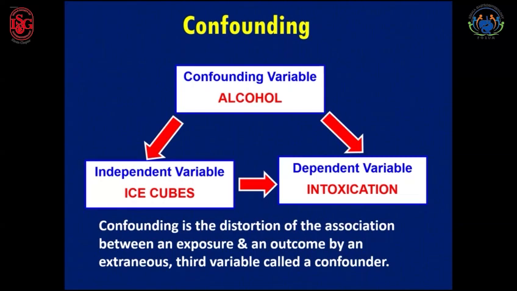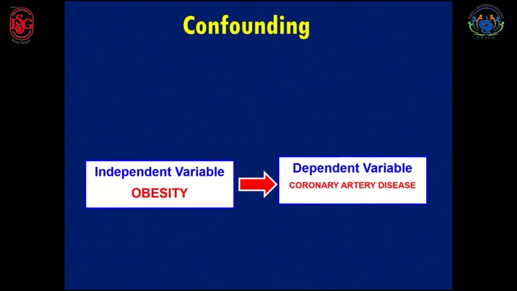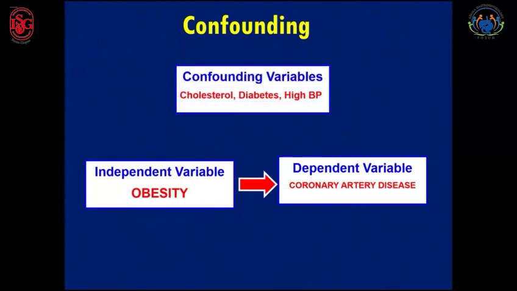And you can eliminate this by conducting an adjusted analysis, examining the effect of ice cubes after adjusting for alcohol. Then we can find out confounding. Another example of confounding is looking at obesity and coronary artery disease. We know that obesity may be associated with other variables like cholesterol, diabetes, and high blood pressure. And these three variables may be associated with obesity, and they're also associated with coronary artery disease.